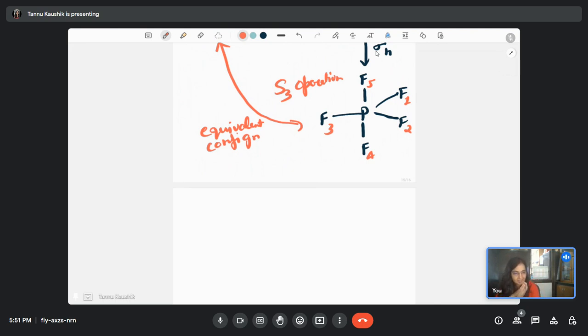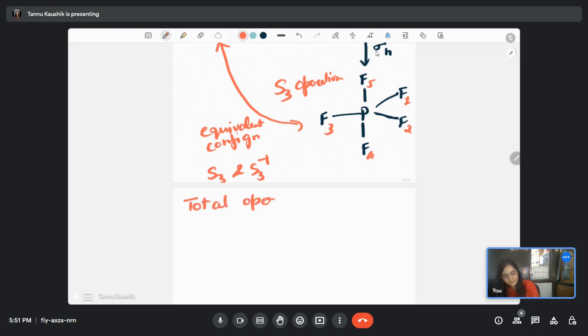So similar to C, this S3 will also have clockwise and anti-clockwise operations, because if we are performing this C3 axis of rotation clockwise, then the S3 will give results according to it, and similarly for anti-clockwise. So here we will get S3 and S3 inverse, clockwise and anti-clockwise.